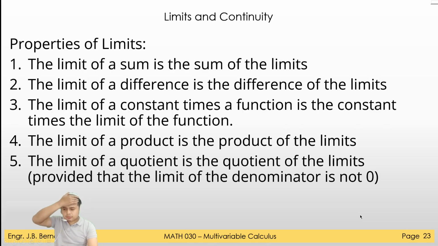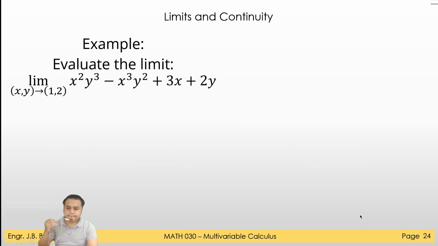Okay, so we have the properties of limits. So we can add limits, we can find the difference between limits, we can multiply a limit by a constant, and then we can find the limit of products, we can find the limit of quotients. So basically, the limit operator just distributes in sum and difference and also in products and quotients. Okay, so let's say we have this, we want to find the limit of this.